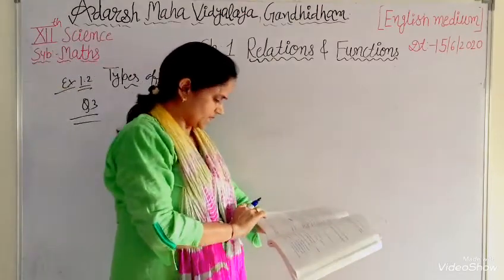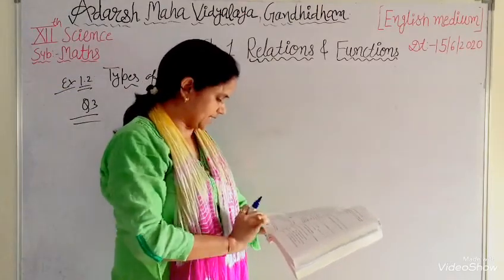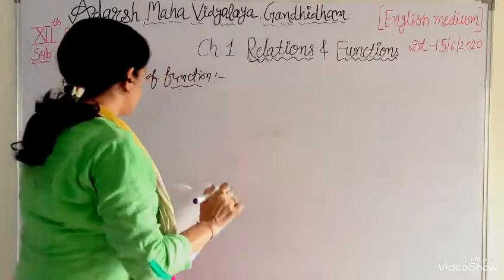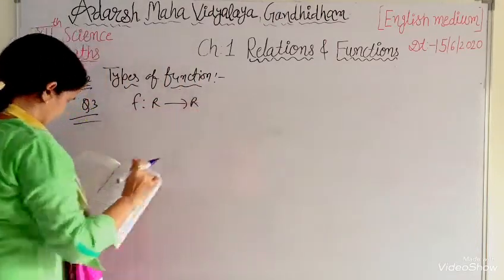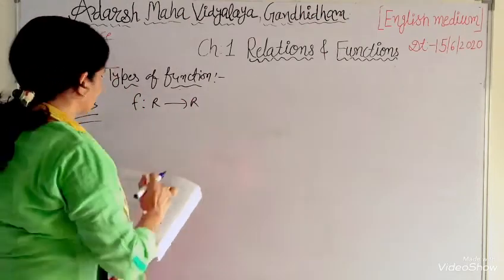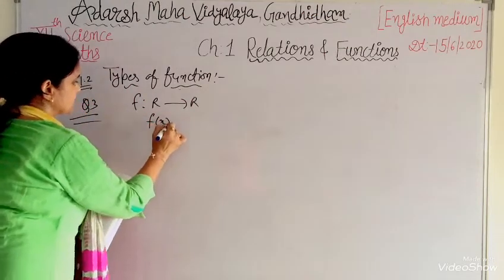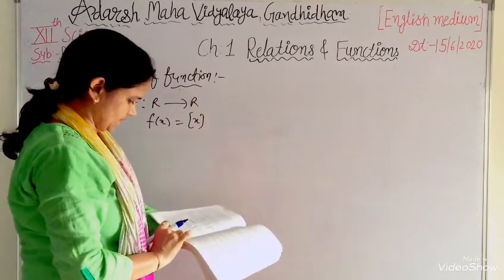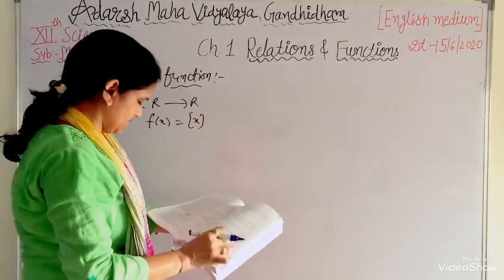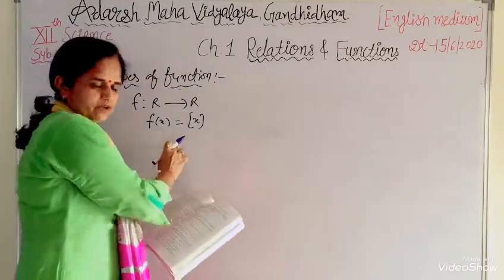Question number 3 is, prove that the greatest integer function f from R to R, given by f(x) equals the greatest integer function of x, is neither one-one nor onto. I am writing in short, student. Question.